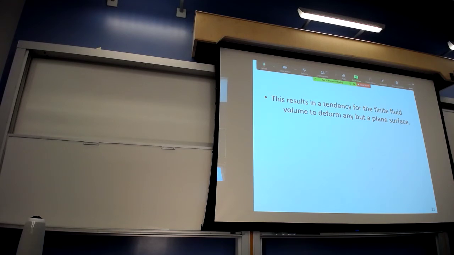So for finite fluid volumes, think again of the air bubble or the raindrop. For finite fluid volumes, this surface energy, surface tension, causes the finite volume to deform from a plane surface. Again, think of the bubble and the raindrop. They're more or less spherical. Why? Because the sphere is the minimum surface area for a given volume. That's usually a calculus exercise.